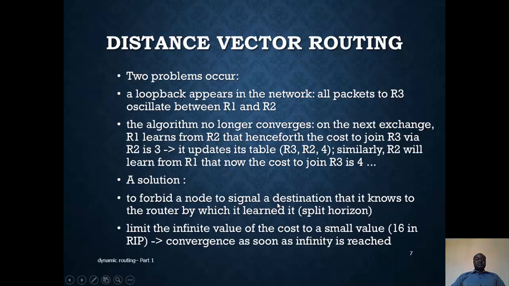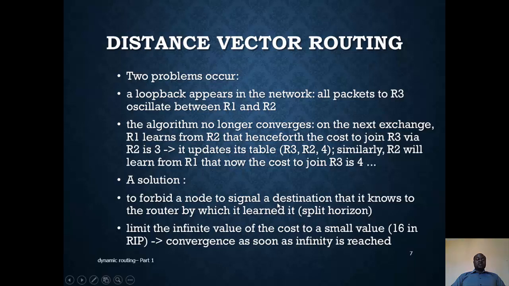The update is sent to router 3, router 2, and maybe router 4. Similarly, router 2 will learn from router 1 that now the cost to join router 3 is 4. This is how the thing will operate.